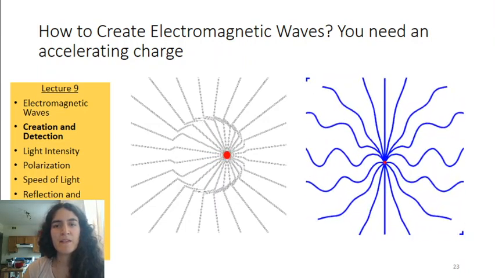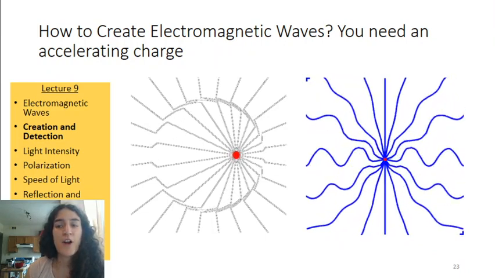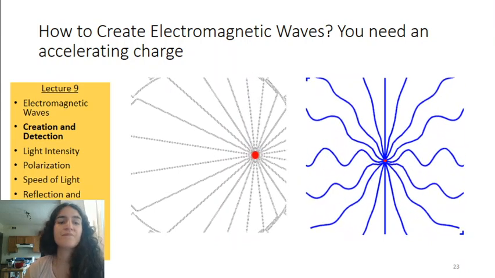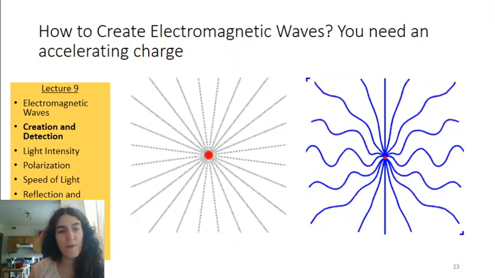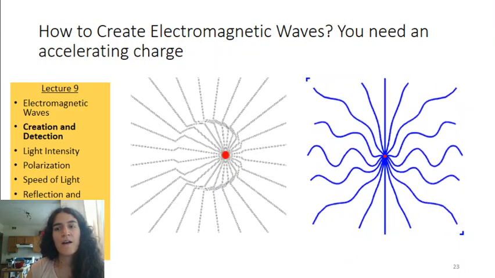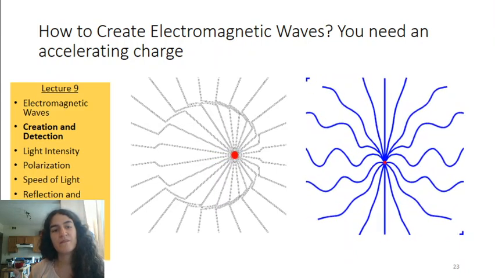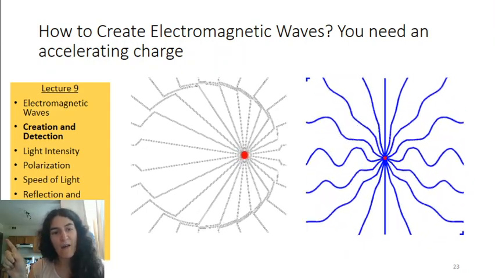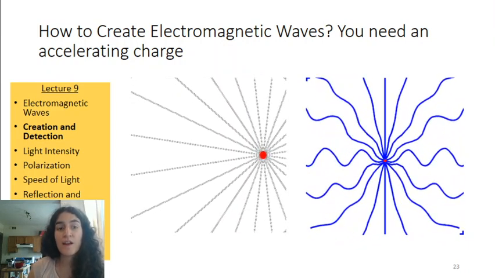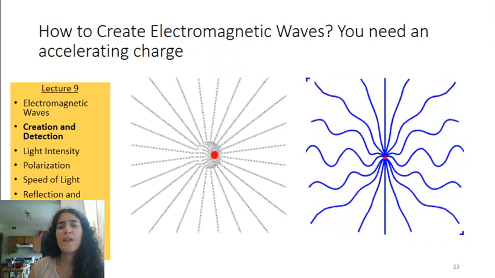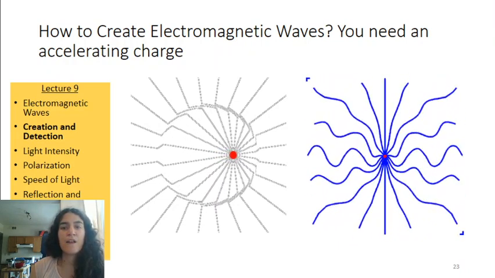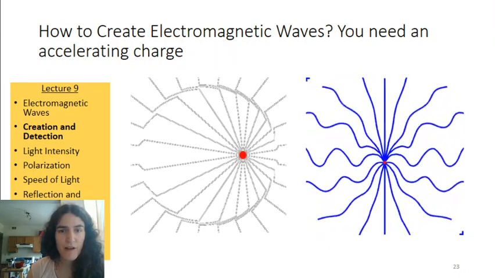So these animations are meant to represent a charge, right? So the red dot represents a charge. We know, from the beginning of the semester that the electric field around a charge either points radially inward or radially outward, depending on whether the charge is a positive charge or a negative charge. But here we're considering what happens if an electric charge accelerates, right?